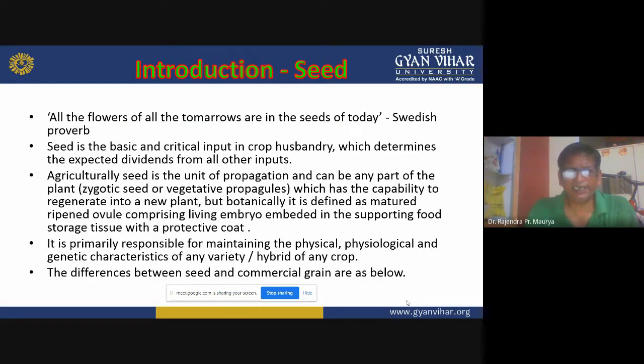Agriculturally, seed is the unit of propagation and can be any part of the plant, zygotic seed or vegetative propagules, which has the capability to regenerate into a new plant. But botanically, it is defined as matured, ripened ovules, comprising a living embryo embedded in the supporting food storage tissues with a protective coat.